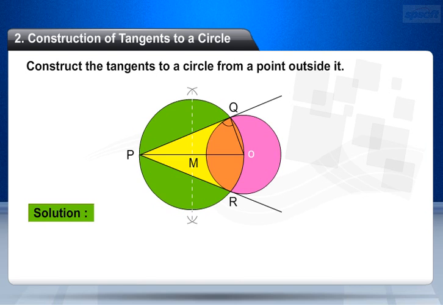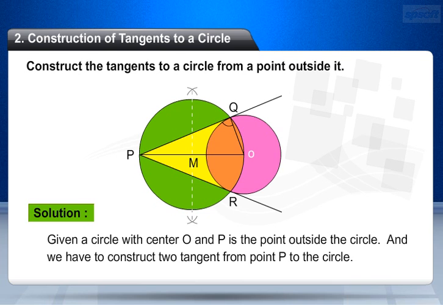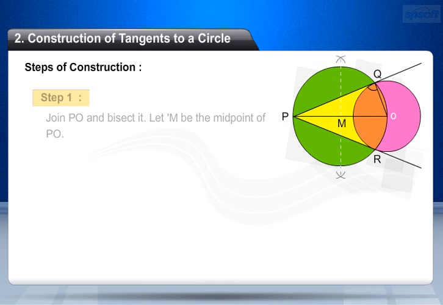Let us now see how to construct a tangent to a circle from a point outside it. Given a circle with center O and P is a point outside the circle, we have to construct two tangents from point P to the circle. Steps of construction. Step 1. Join PO and bisect it. Let M be the midpoint of PO.